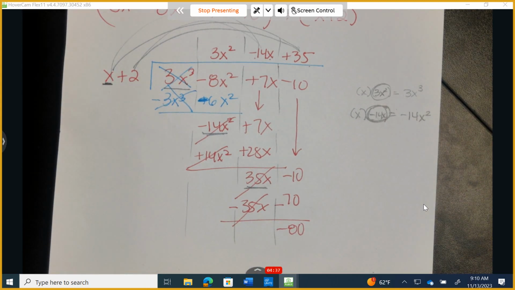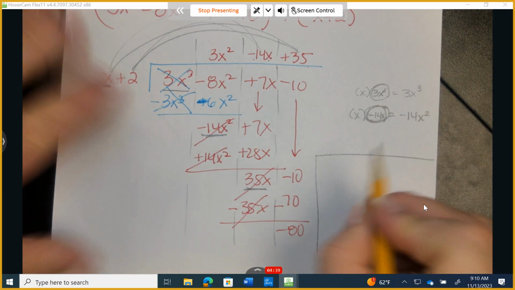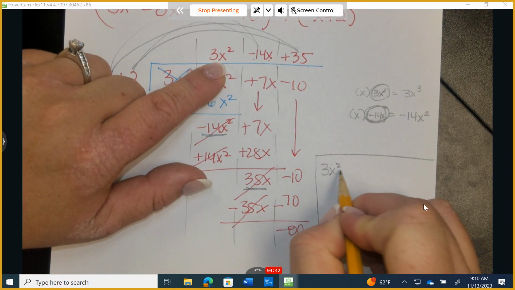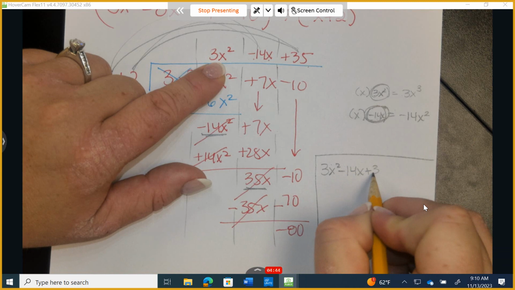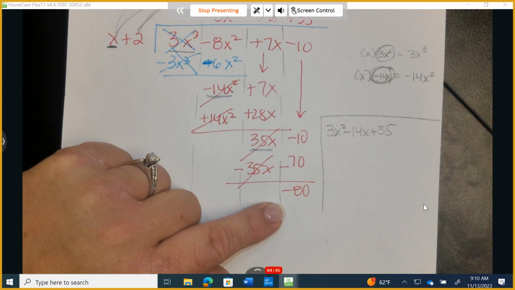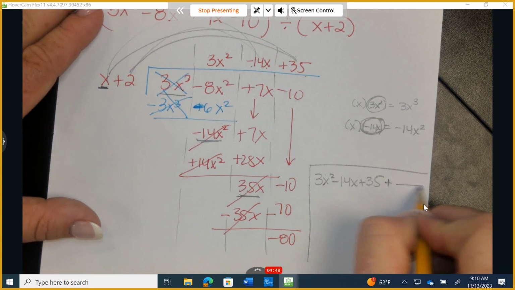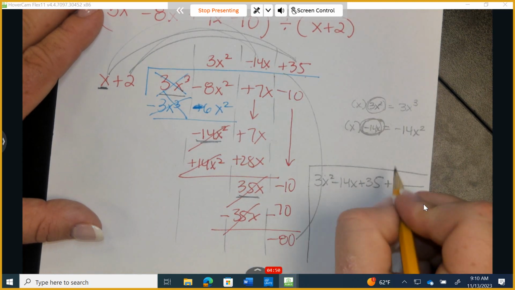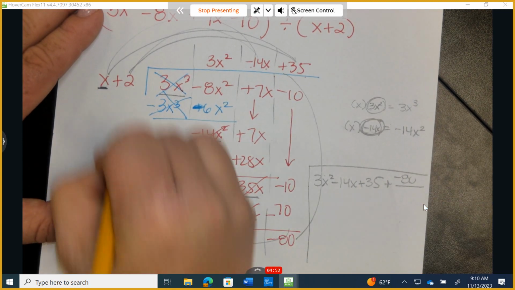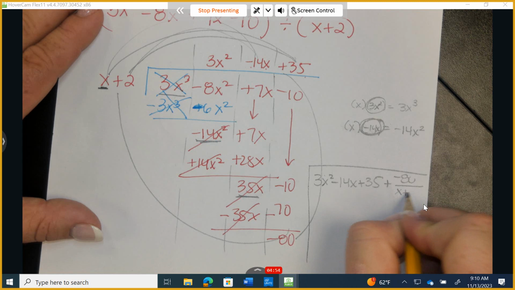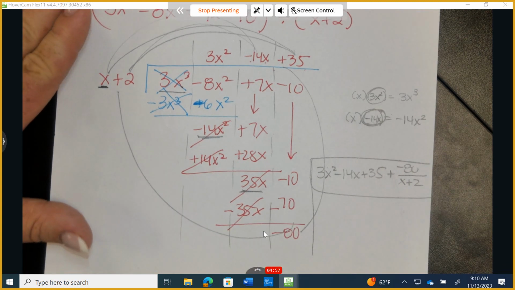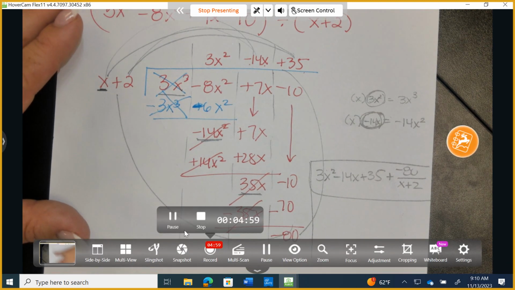Okay, now I have to write the final answer. I take whatever is up top and I write it down. And whenever the remainder is anything other than 0, I write, and remember it's counterclockwise, the remainder all the way over what's out front. This is my answer.